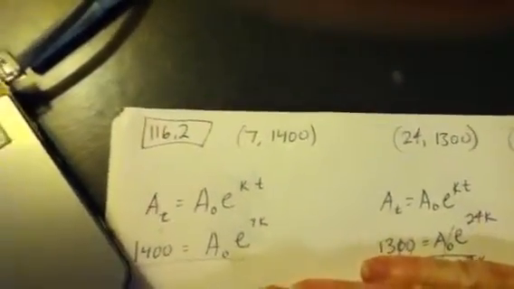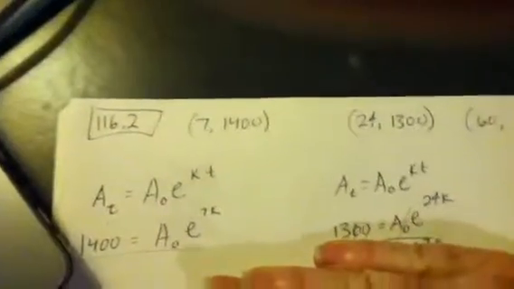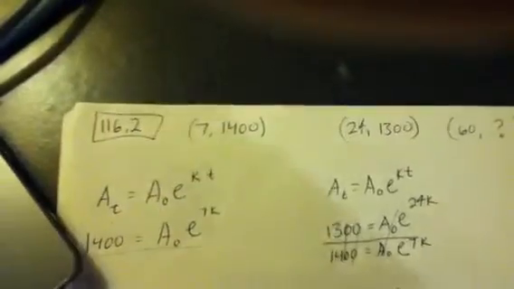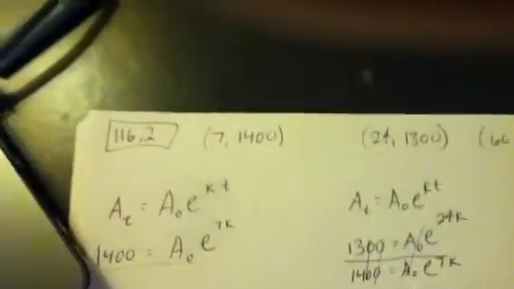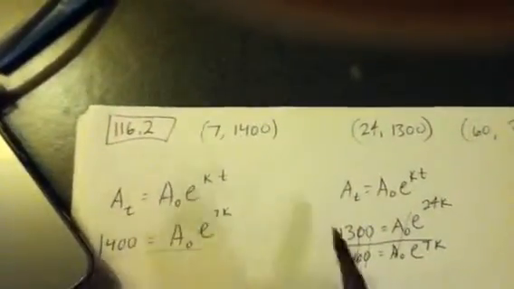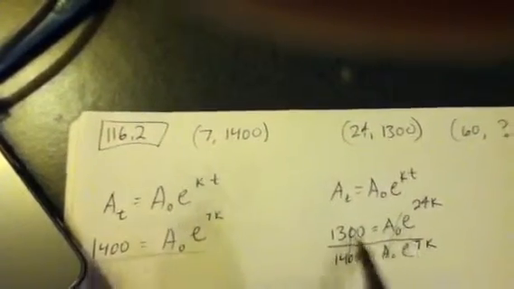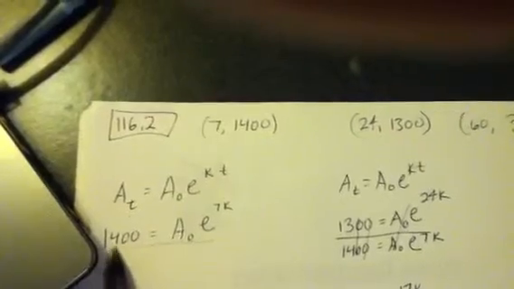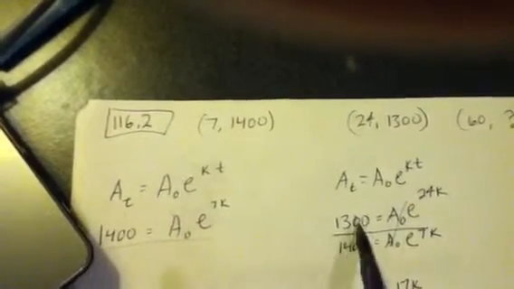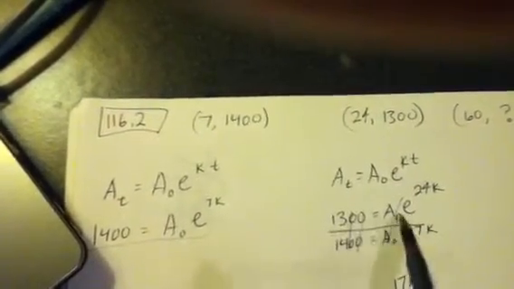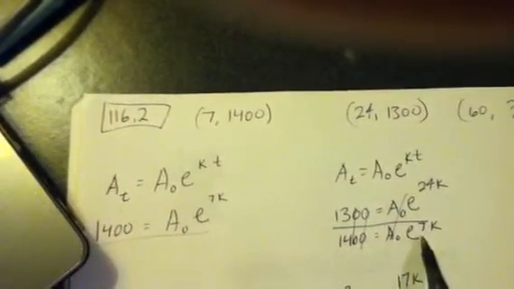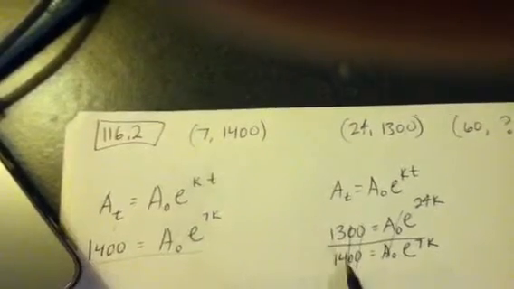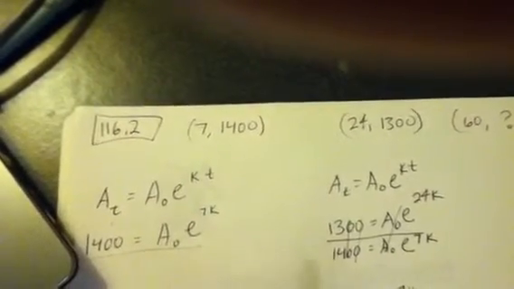To solve systems of equations, you know how you're allowed to add the same number to both sides, or you can divide both sides by the same number, or multiply both sides? Well, I'm allowed to divide both sides of this equation by 1,400. Why would I do that? Because 1,400 is equal to this number, so basically I can divide this equation by the other equation. You're allowed to, because I just divided both sides by something that's equal to 1,400.